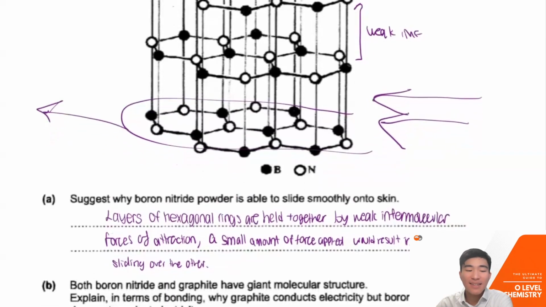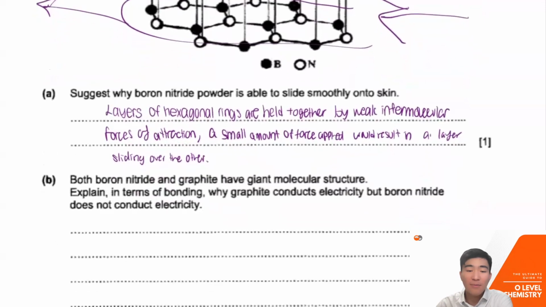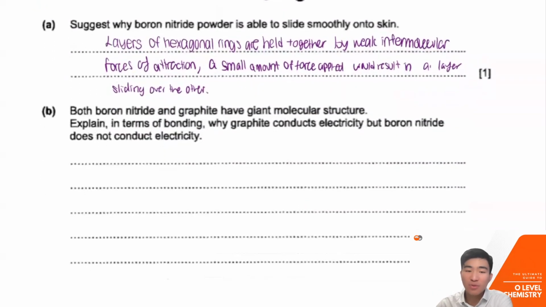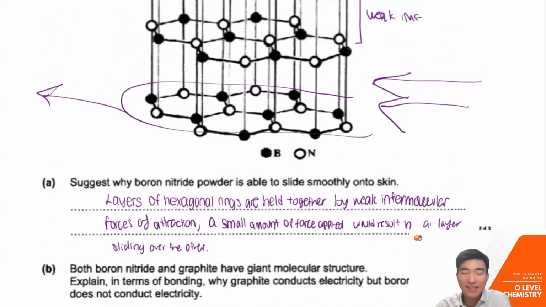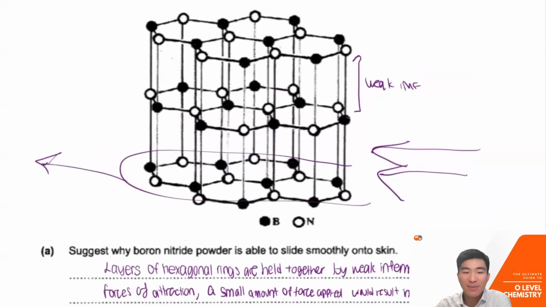So this is for A. Now, meanwhile, can you try to do B? They tell you that both boron nitride and graphite have giant molecular structure. Try to do B. Then Eldon, I will come to your question.